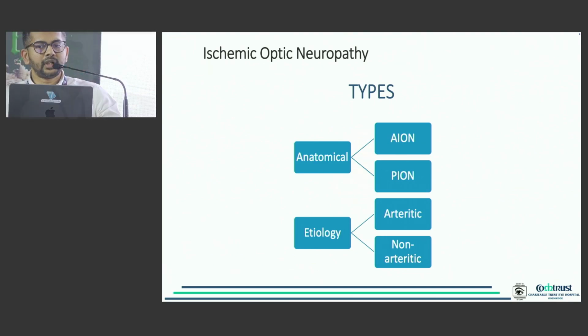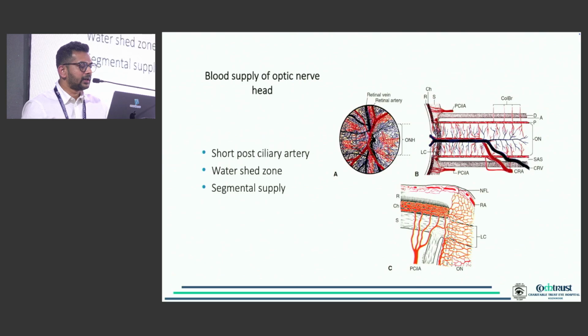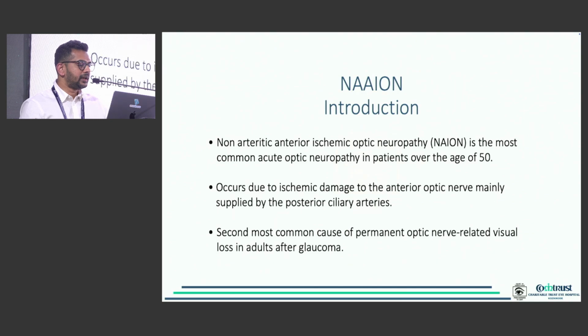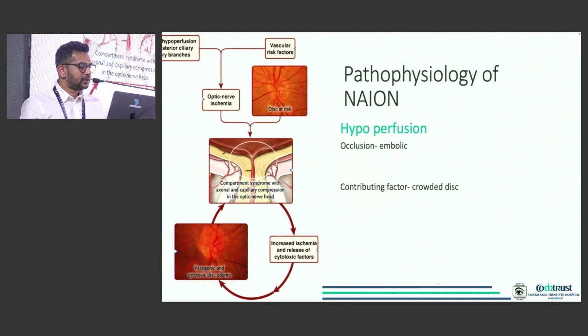Etiology-wise, they can be classified into arteritic and non-arteritic. The blood supply of the optic nerve, it's already discussed I think, is the short posterior ciliary arteries, and they have watershed zones in their circulation and have segmental supply. That's why they have altitudinal field defects. Non-arteritic AION is the most common acute optic neuropathy in patients over the age of 50. The main pathophysiology is hypoperfusion, though rarely occlusion due to emboli can occur.